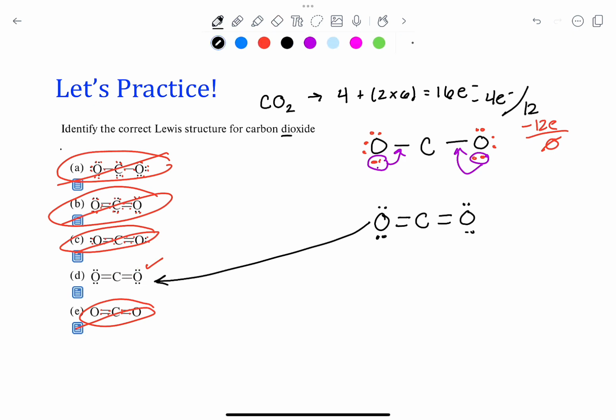So we have multiple ways that we can double check it. The first one is right off the bat, just count your electrons, make sure that none of those have too many electrons or too few, and then double check with your own rules.